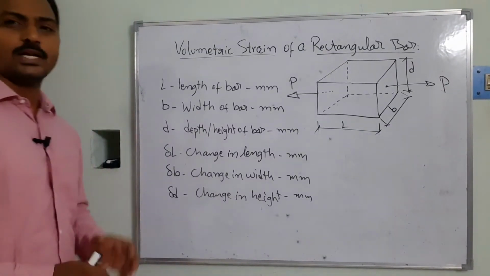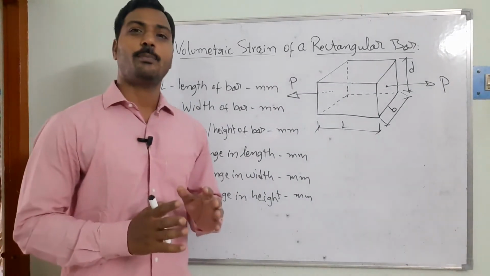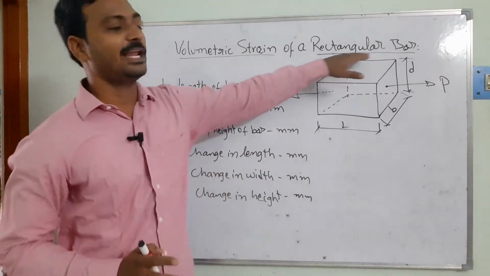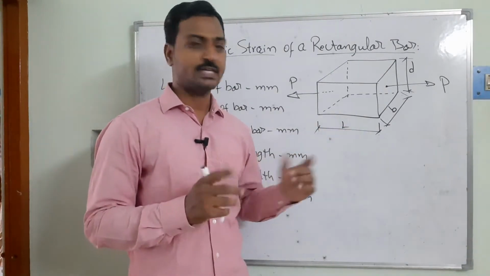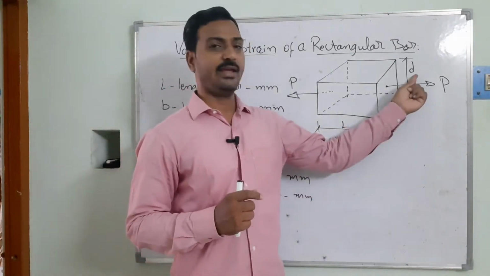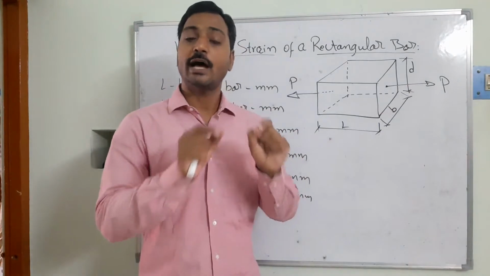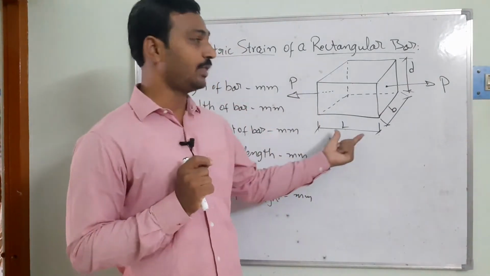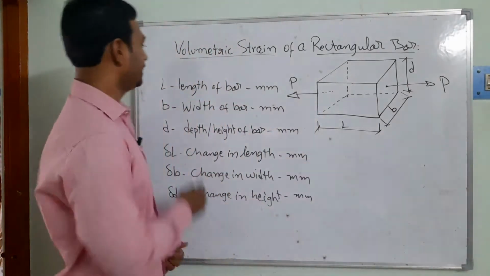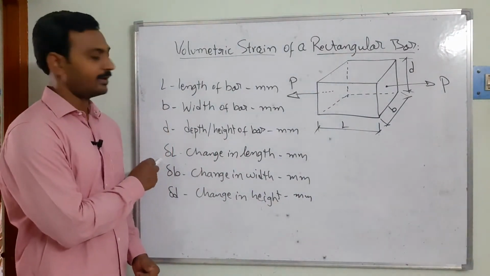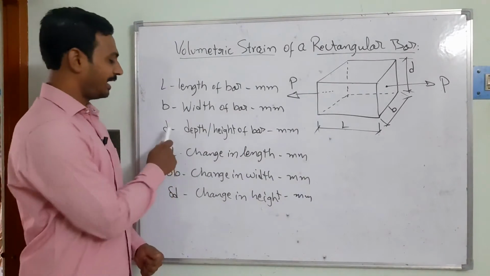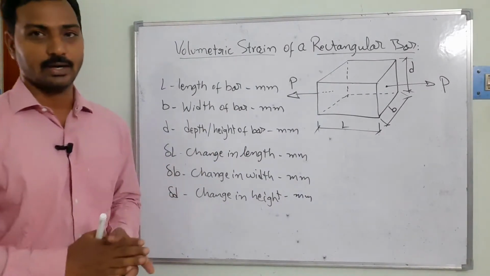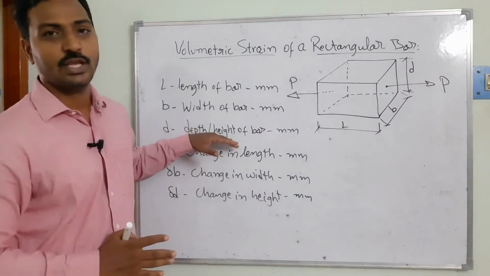Yeah, we learned what the volumetric strain is. Now we are trying to apply it to a rectangular bar. There we can see the bar member consists of three dimensions: L, B, and D. And we subject it to an axial load in the direction of the length. There we can see some terminologies written here. L is the length of the bar, B is the width of the bar, and D is the depth or the height of the bar. These are the original dimensions of the component.